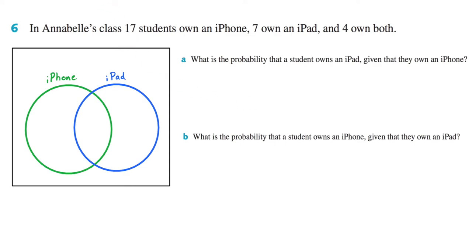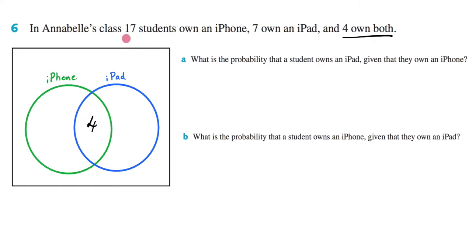Alright, so we are doing exercise 9F, and this is question 6. It reads, in Annabelle's class, 17 students own an iPhone, 7 own an iPad, and 4 own both. The very first thing we do before we get into A and B is simply represent this in a Venn diagram. So we're told that 4 students own both.